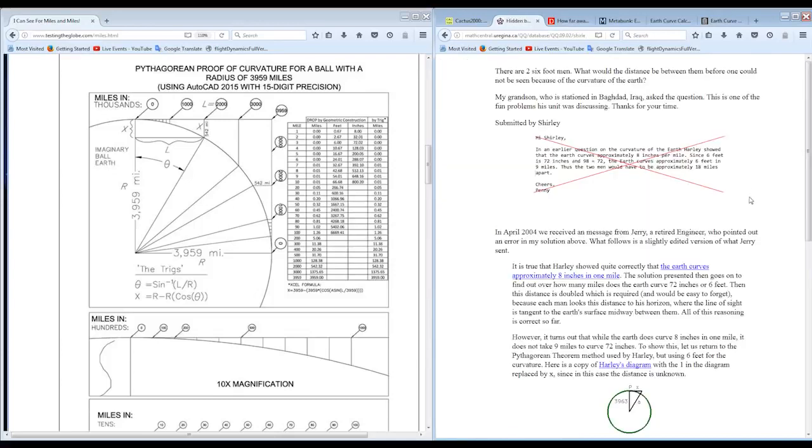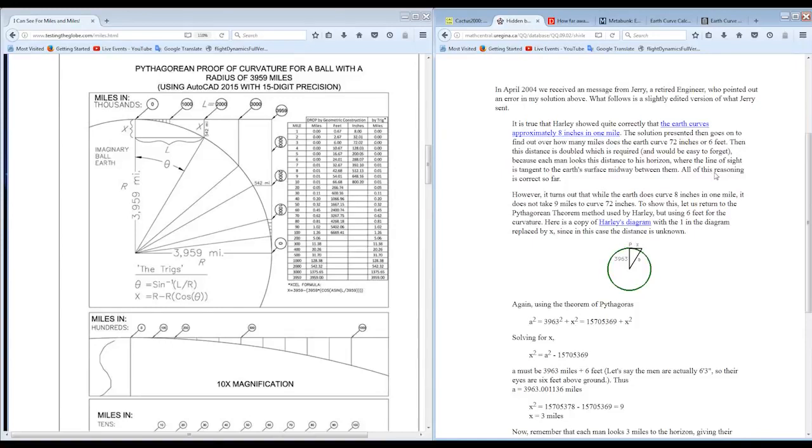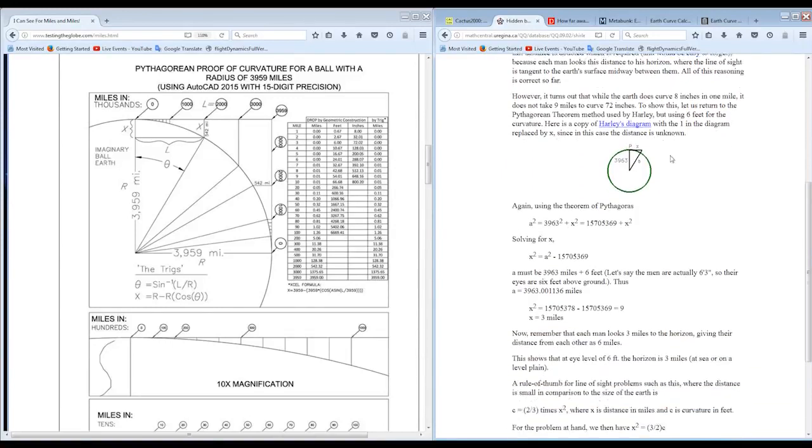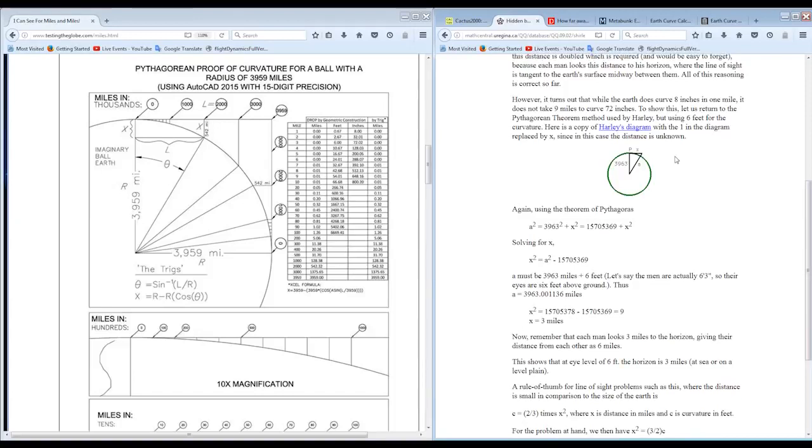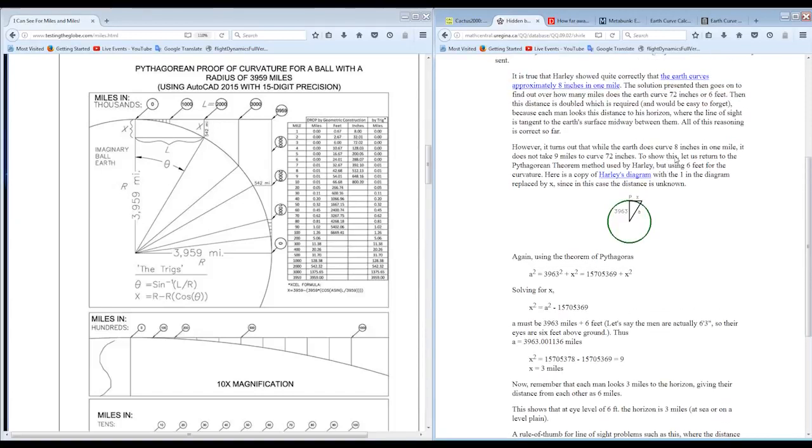So you click on this, and there's an interesting question posed here at the top. There are two 6-foot men. What would the distance be between them before one could not be seen because of the curvature of the Earth? And apparently this person, Shirley, had a grandson who was stationed in Baghdad, Iraq, who was asking the question. And he goes to explain, it's 8 inches per mile, blah, blah, blah, but it's not. 6 feet is 72 inches. So 8 times 9 would be 72.